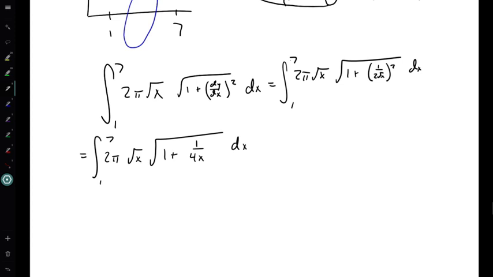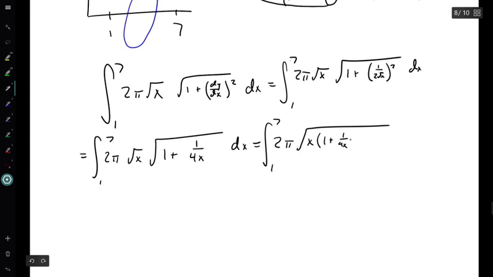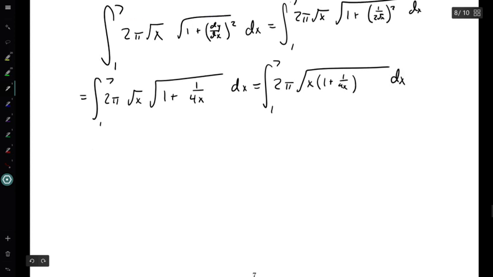In order to continue simplifying the integrand, the observation that I want to make here is that I can combine these square roots. That's the first observation that we want to make. Combine the square roots. So I'll have x times 1 plus 1 over 4x. And if I now distribute the x, things look a little bit nicer because I've got 2 pi times the square root of x plus 1 over 4, dx.